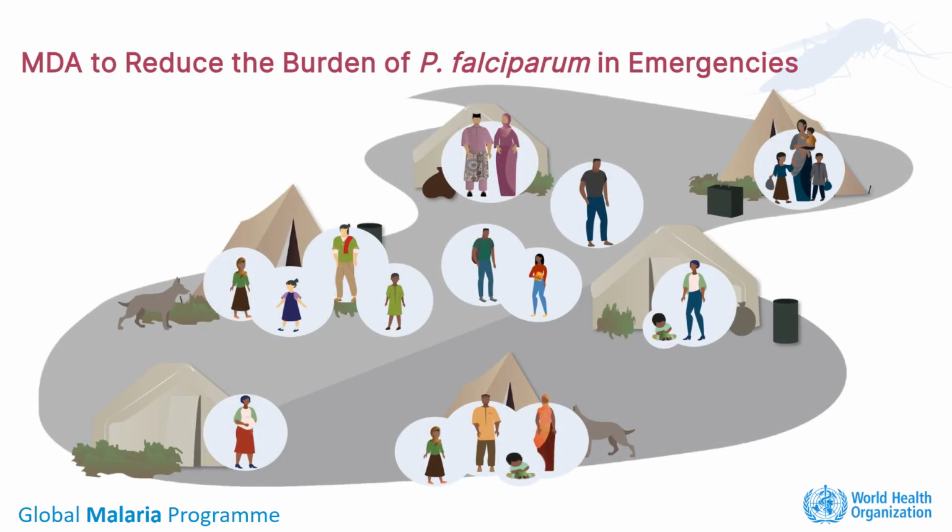WHO also recommends considering MDA during emergencies or epidemics to reduce the burden of Plasmodium falciparum. The objective here is not to eliminate transmission, but to achieve immediate reductions in morbidity and mortality due to malaria caused by Plasmodium falciparum. When emergencies occur in malaria endemic settings and the health system is not performing well, malaria often becomes the most important cause of outpatient visits, inpatient admissions, and deaths. MDA can be considered in emergency settings to rapidly reduce illness and death or to reduce the burden of malaria on the health system. Although not the topic of this training course, MDA is also recommended for reduction of the burden of Plasmodium falciparum malaria in moderate to high transmission settings.